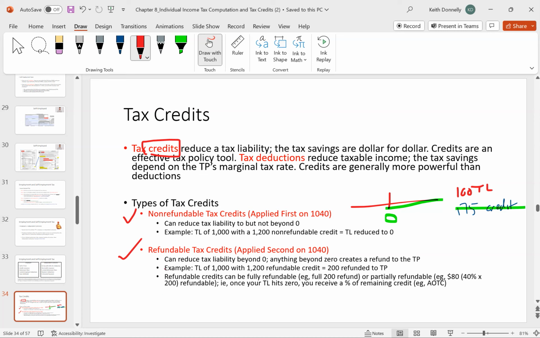In distinction, refundable credits, right? If we have the same setup, $100 tax liability and $175 credit, in this way, we can kind of break through that stop sign there and get us into refund land. Hey, we get a refund, they send us a check or a direct deposit for that additional amount. There isn't this kind of cap on it. So generally on the 1040, you're going to apply non-refundable credits first, then refundable.